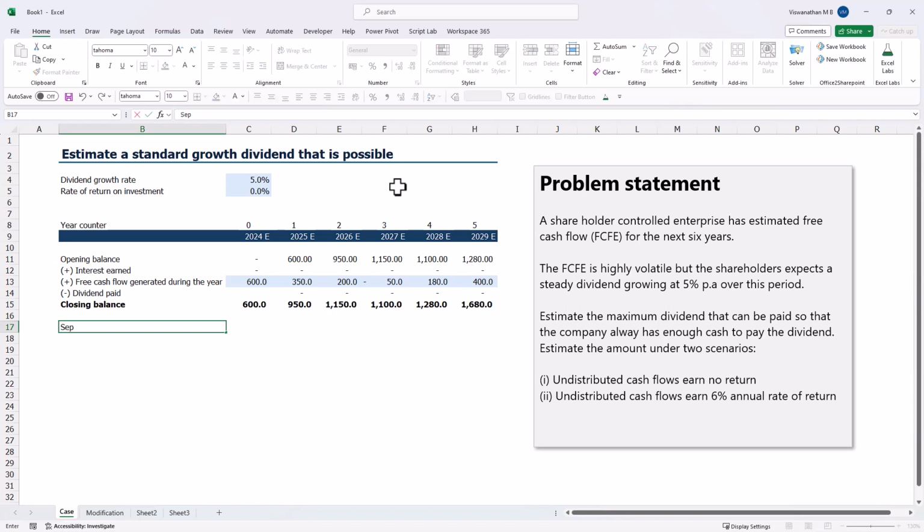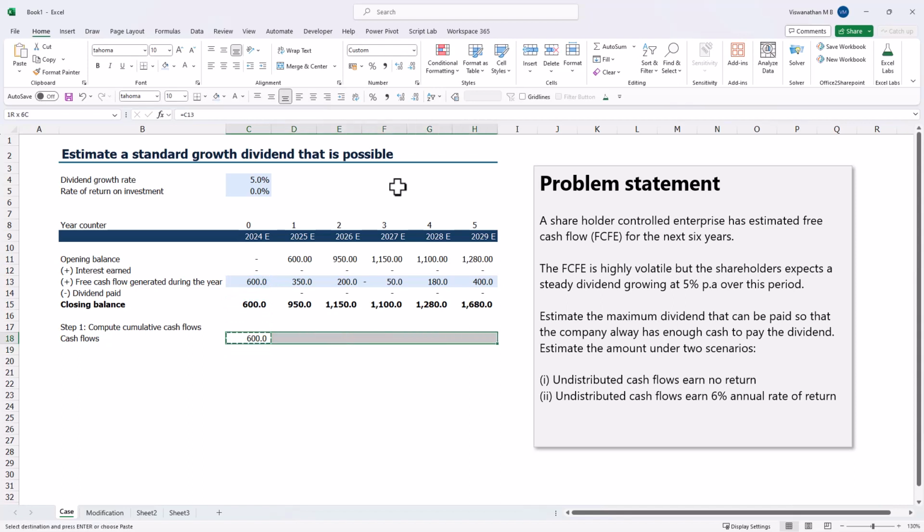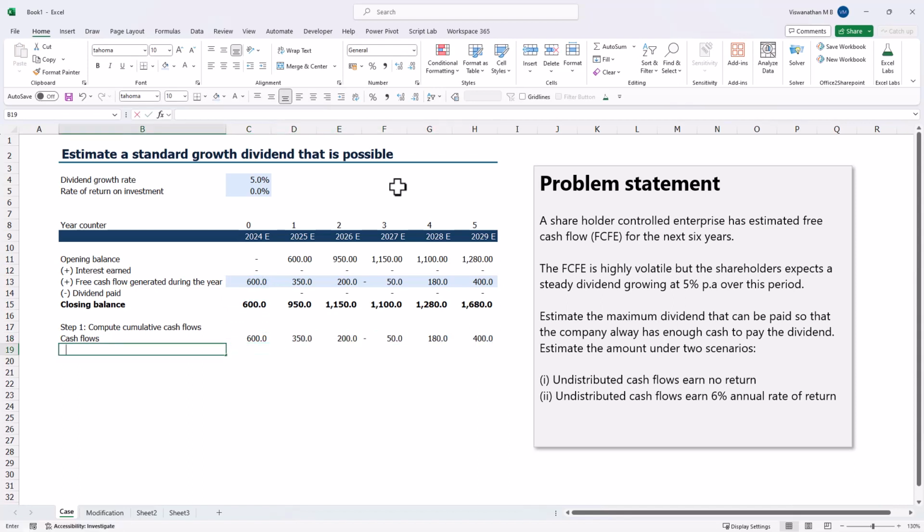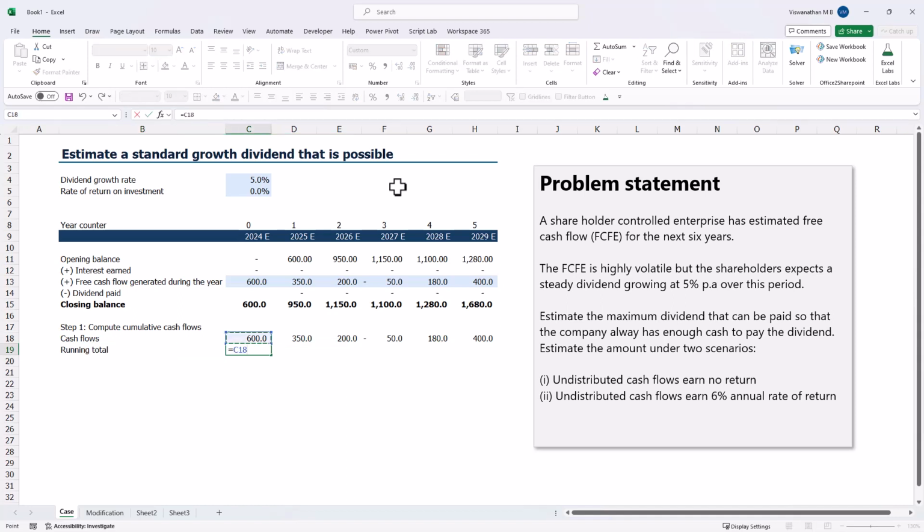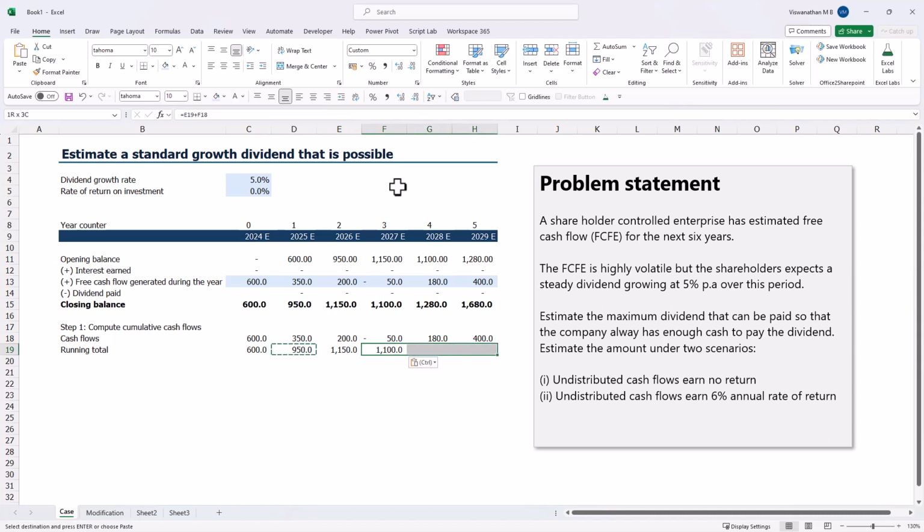Step one is to compute the cumulative cash flows. The cash flows that we've been given are 600 for the first year, 350 for the second year and so on. I'm going to now get the running total of these cash flows. So the running total is going to be 600 for the first year. The second year is going to be 600 plus 350, 950. Then 1150, 1100, 1280 and 1680. This is the first step.